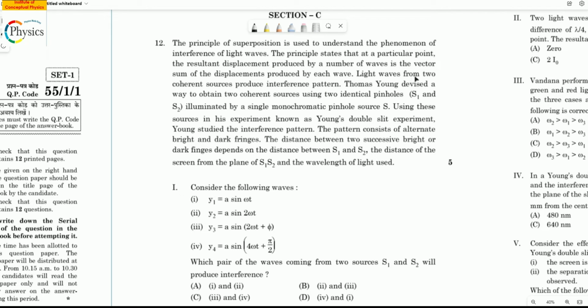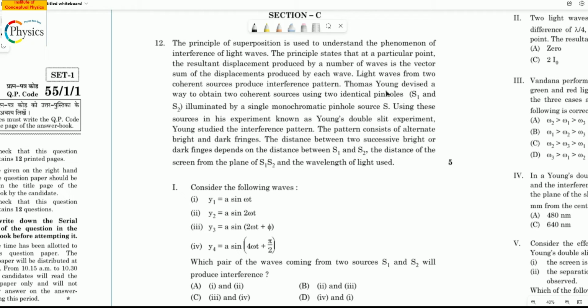Now, the light waves from the two coherent sources produce interference. It is important that in a Young double slit experiment, you always have coherent sources. You can watch my video on coherent sources. It is important to understand the necessary and mandatory conditions of Young double slit experiment. You can go to my YouTube playlist and find the coherent sources and all those things.